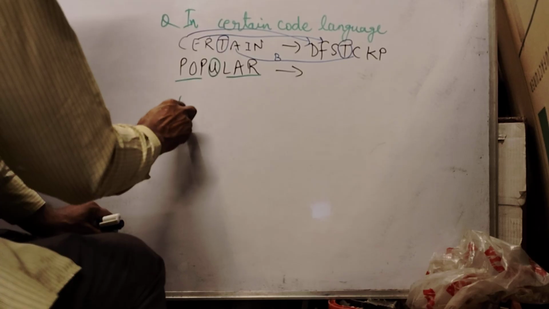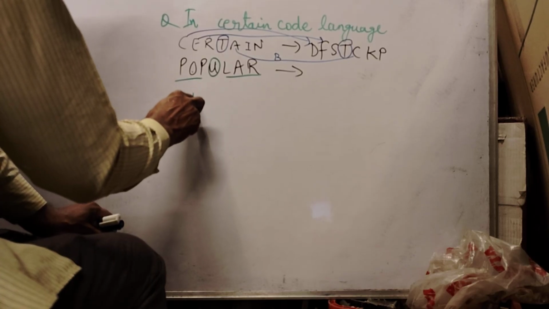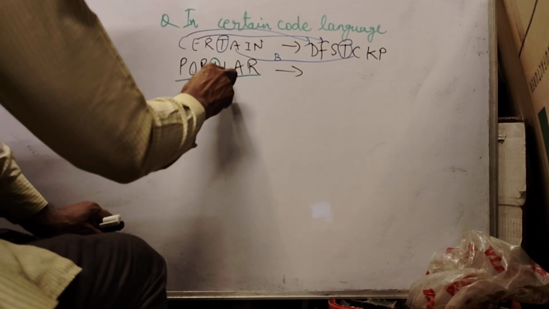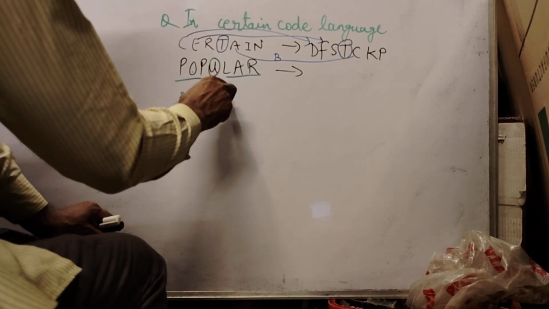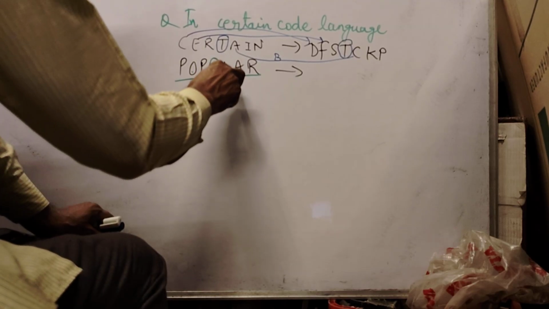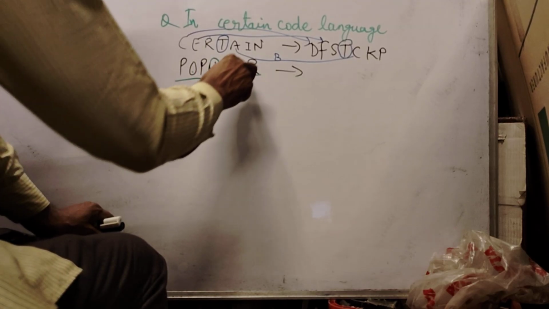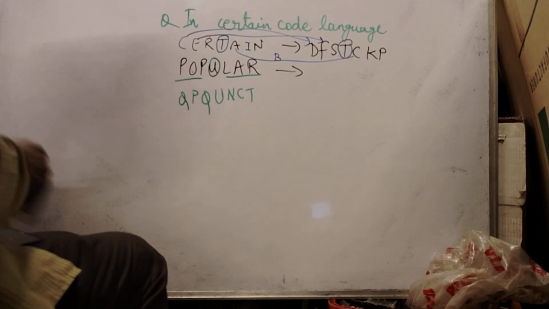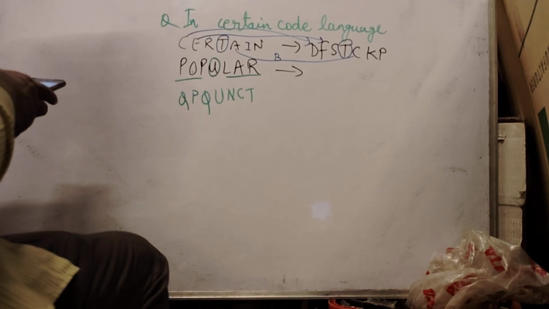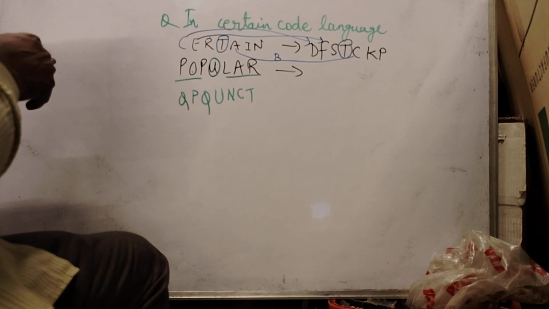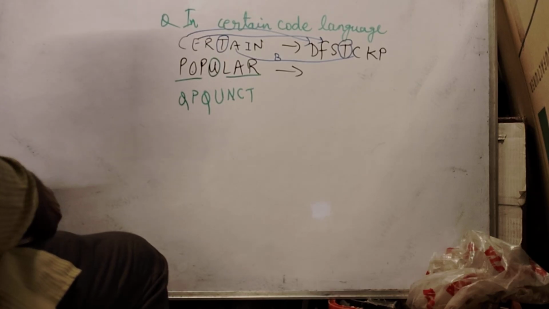So after P is Q, after O is P, after P is Q, then U remains as it is. After L is M, then N. After A, B is missing, C will come. After R, S is missing, then T will come. So QPQUMNCT. D option.